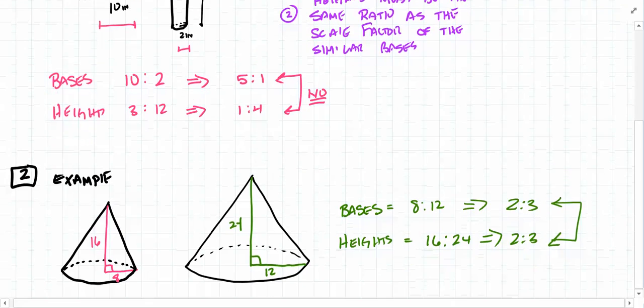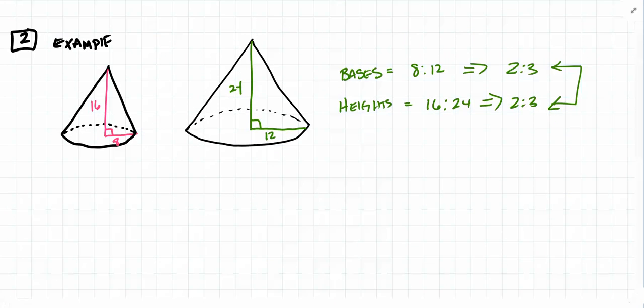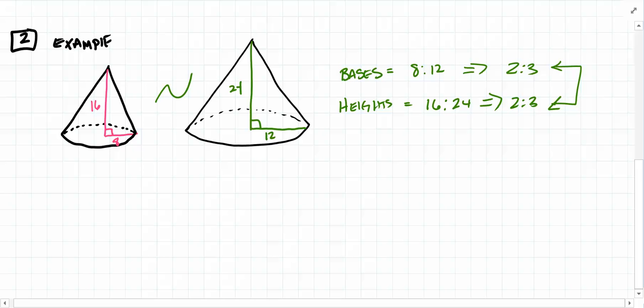So therefore, do you have enough information now to say that these two cones are similar? Yes, they are. So I like to do that. That cone is similar to the other cone there, the smaller one to the bigger one.